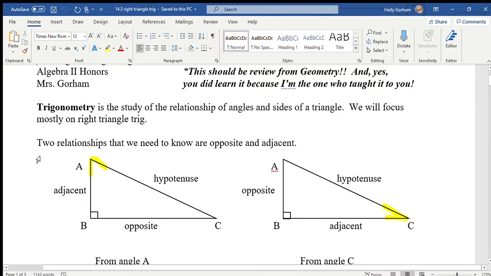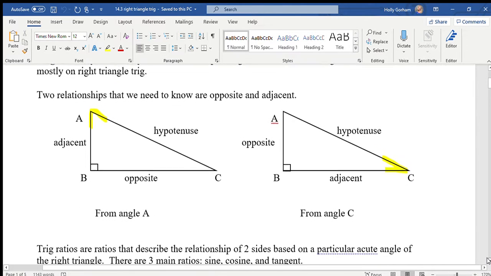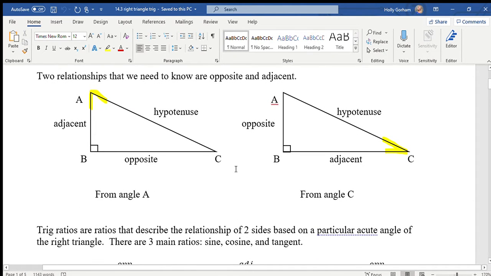When we are doing the trig ratios, two of the relationships that we need to know are opposite and adjacent. You're always going to be evaluating from the acute angles, so from angles A and C. Depending on the perspective, if you're at A, the opposite is down here, adjacent is next to it. If you're at C, opposite is across to the left, adjacent is at the bottom. But notice that the hypotenuse stays the hypotenuse.